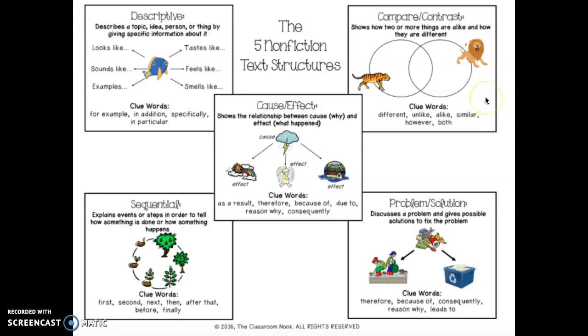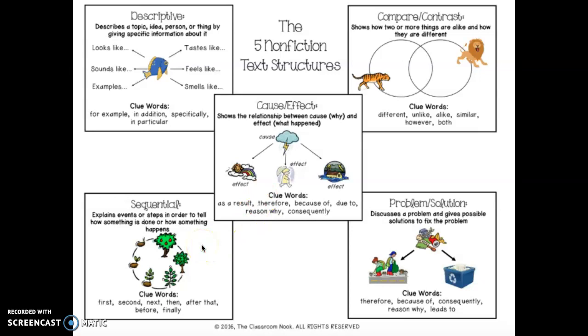The next text structure is to compare and contrast. How are two things alike and how are they different? You should have done this during reading today. Cause and effect shows the relationship between the cause, why, and effect, what happened. Because it rained, the effect was there was a rainbow afterwards. Or because it's raining, the effect is people need to carry umbrellas.